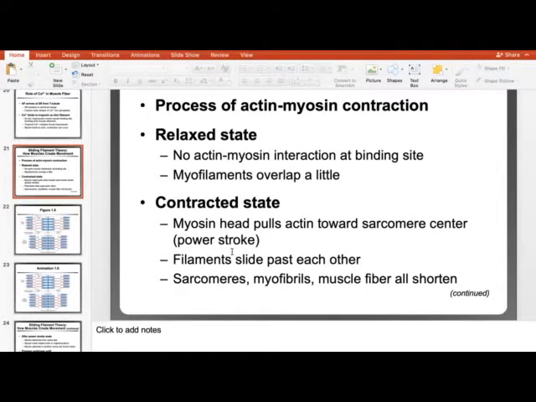And I'll show you another slide that has a bit of a step-by-step description of that. And the filaments slide past each other, sliding filament theory. And then that causes the sarcomeres and the muscle fiber and the entire muscle to shorten. Now, when a muscle fiber shortens, that's called a concentric muscle contraction, getting smaller with the middle, concentric. But there's also eccentric muscle contractions, and we'll talk about that in a bit.